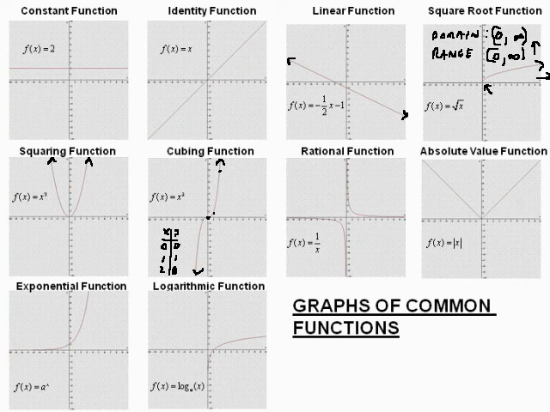Rational functions, y equals 1 over x. Notice x can never be 0 here, or this one's going to be undefined. So when you start putting in values for x here, this is what it looks like. I call this one the hooks.